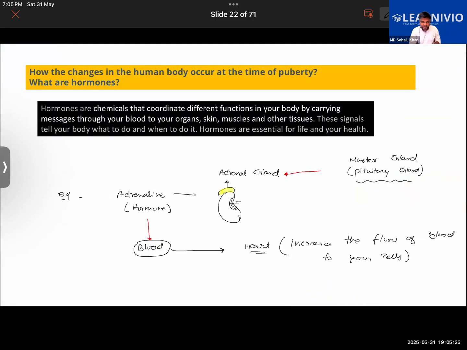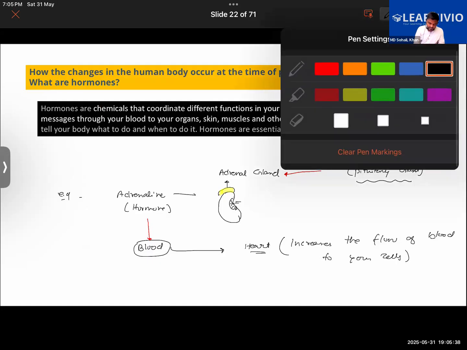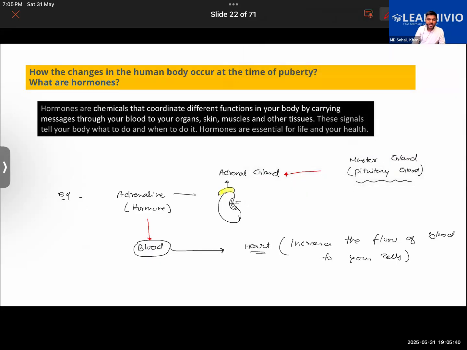Also, this definition you must memorize: hormones are chemicals that coordinate different functions in your body by carrying messages through your blood to your organs, skin, muscles, and other tissues. One more important thing, let me tell you that hormones are also called chemical messengers. What do we call them? They are chemical messengers. Good.